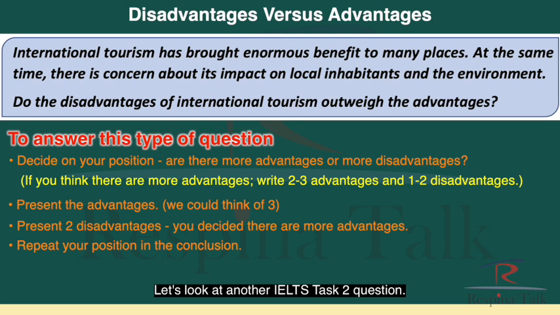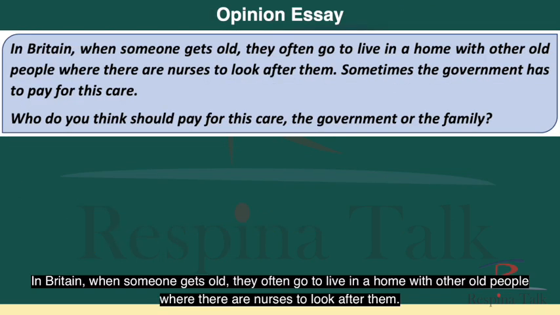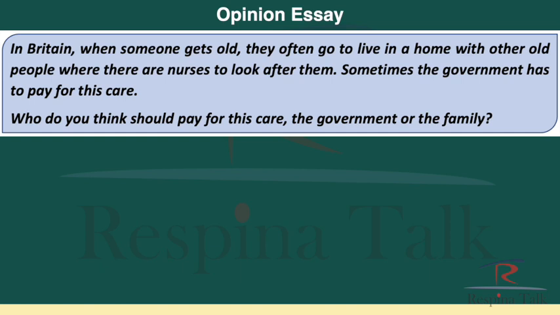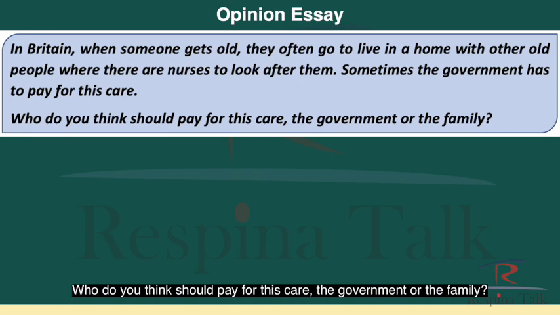Let's look at another IELTS Task 2 question. In Britain, when someone gets old, they often go to live in a home with other old people, where there are nurses to look after them. Sometimes the government has to pay for this care. Who do you think should pay for this care? The government or the family?